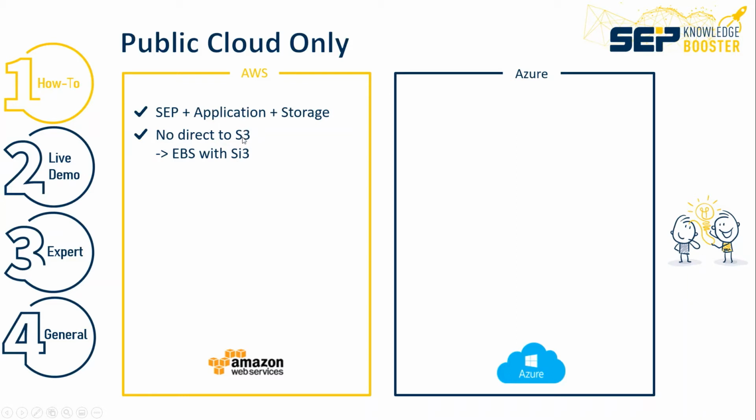So your complete infrastructure, you have no local infrastructure, no data center, and in this example, we cannot write directly to S3. However, this is subject to our roadmap. We are working on it. Today, you have to use maybe EBS and set up an SI3 data store on EBS to reduce the amount of data, which helps to save storage, and so it helps to save costs.